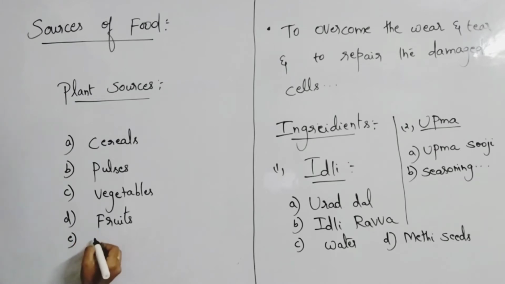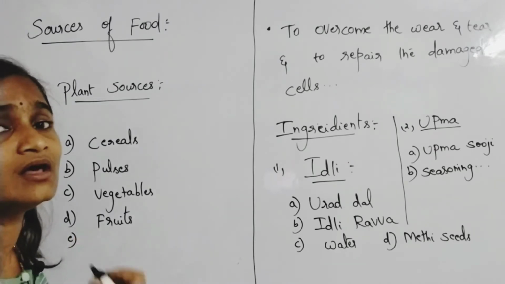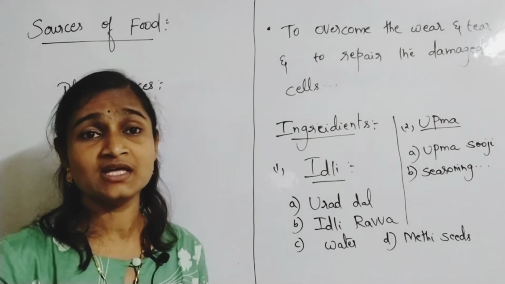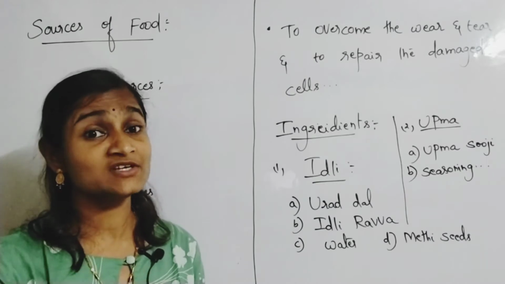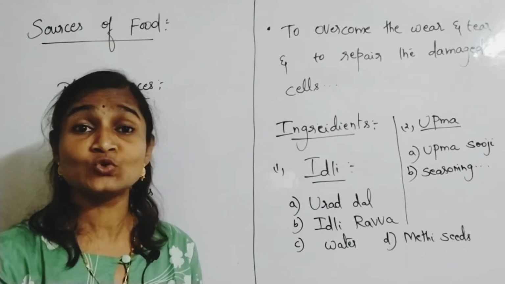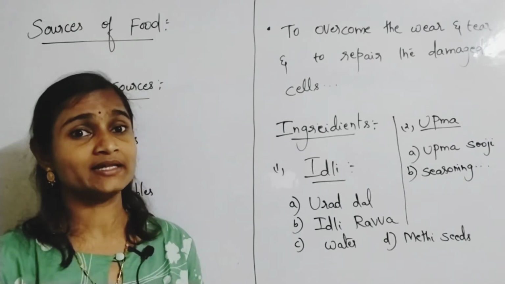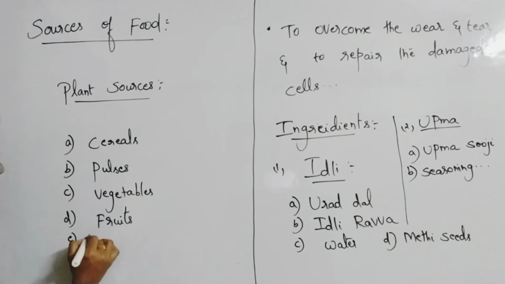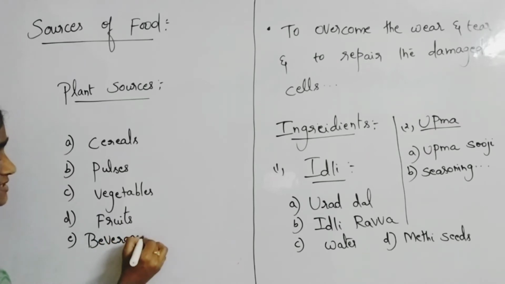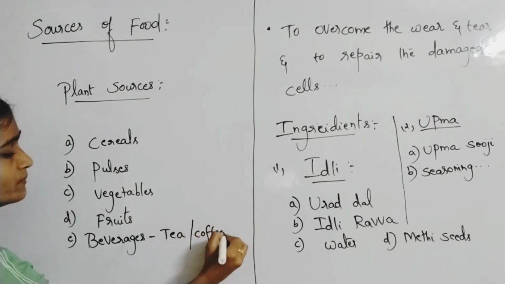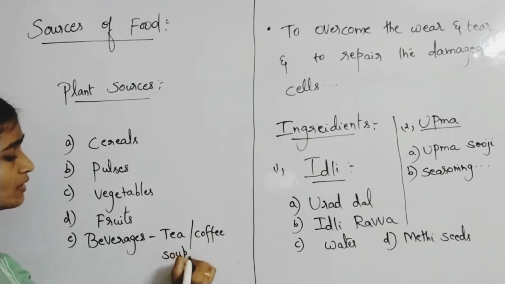And we also have some things for evening snacks. We also have some beverages. You know what beverages are? Beverages like coffee, tea, sometimes green tea, and sometimes soup that we take during evening snack time. So plant sources are used for making beverages. Tea, coffee, soup, all those come under beverages.